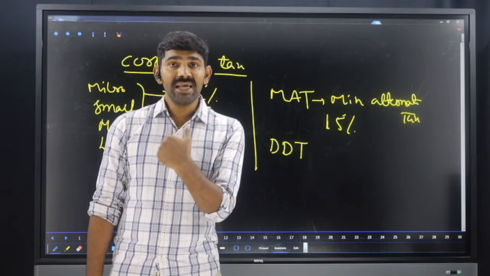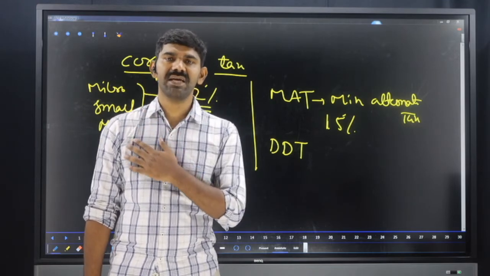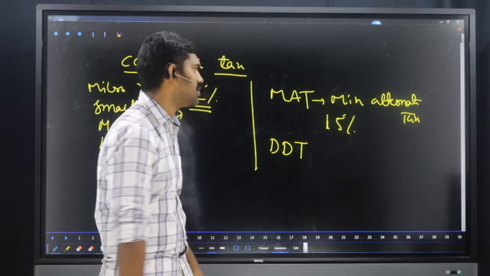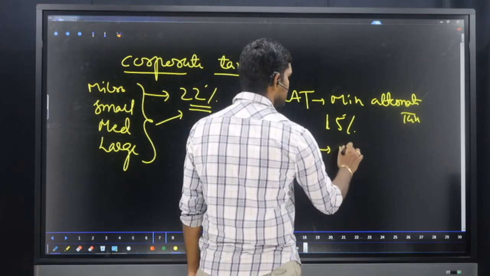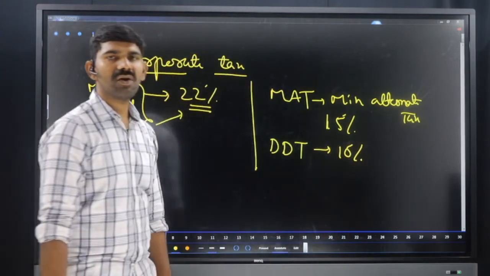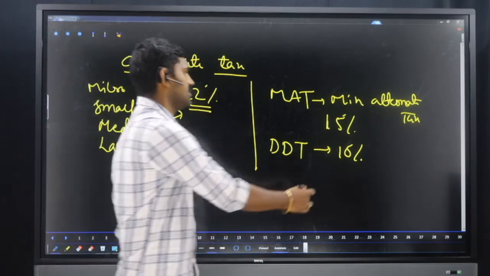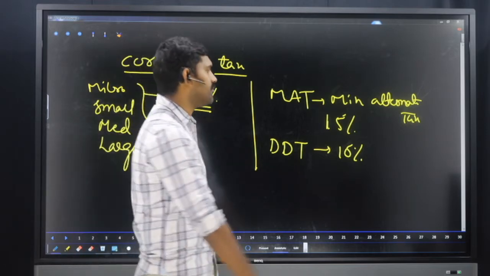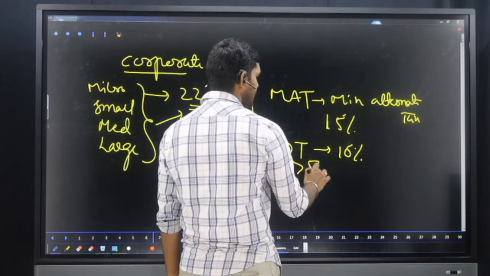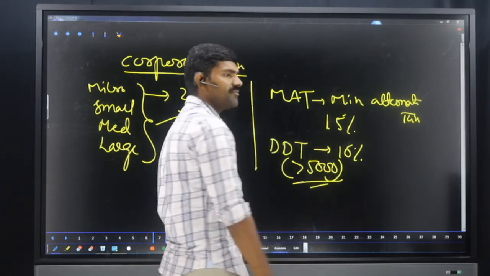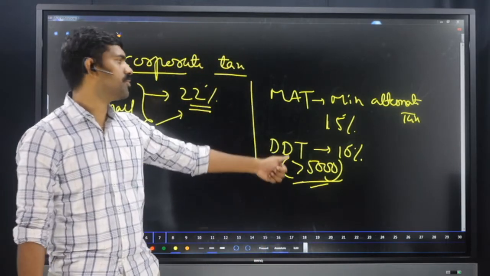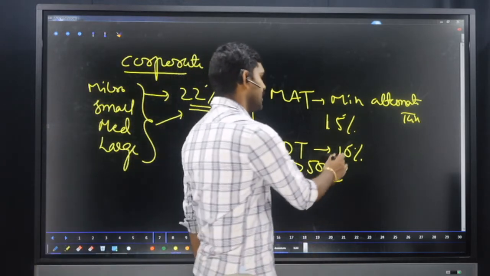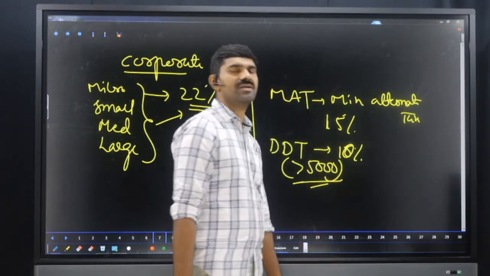Now, earlier Infosys was paying the dividend distribution tax of more than 20%. But now I need to pay the tax which is equal to 10%. That is called as a dividend distribution tax. And this is applicable if my dividend value is greater than 5,000 rupees. Means if I'm getting a dividend more than 5,000 rupees, then I need to pay 10% of dividend distribution tax.